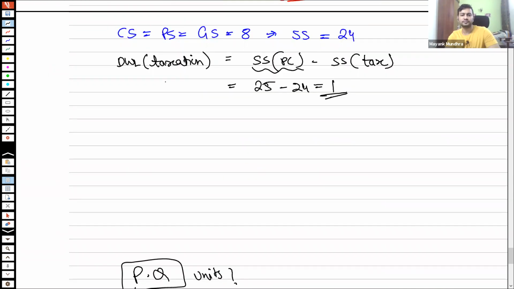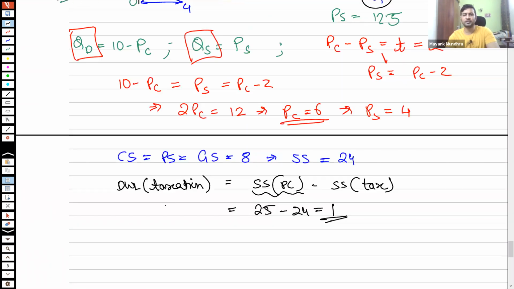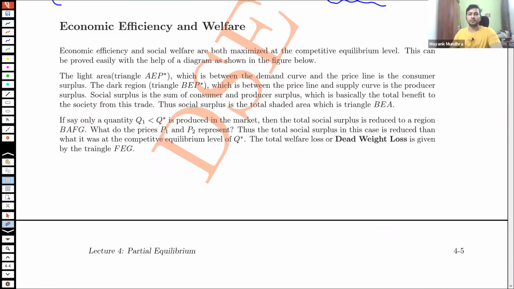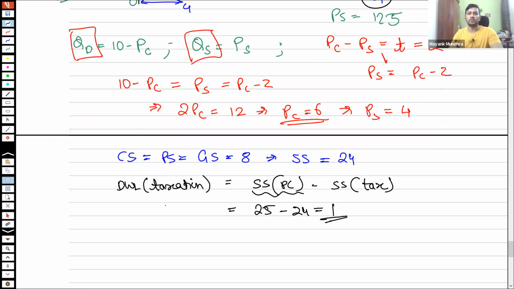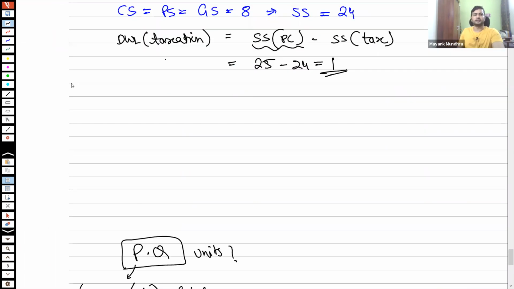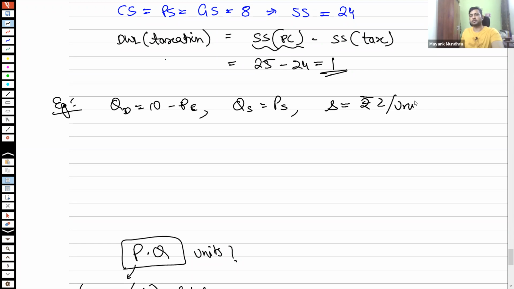All right, so this is one example which I did. One example which you have to do is your homework. Again, quantity demanded equals 10 minus price consumers face, quantity supplied equals price suppliers face, subsidy equals some rupees per unit.